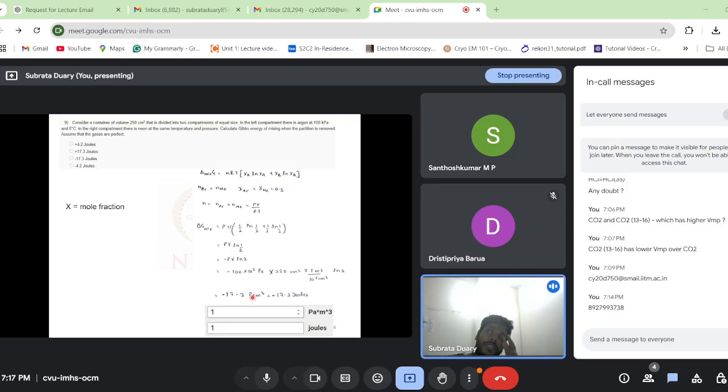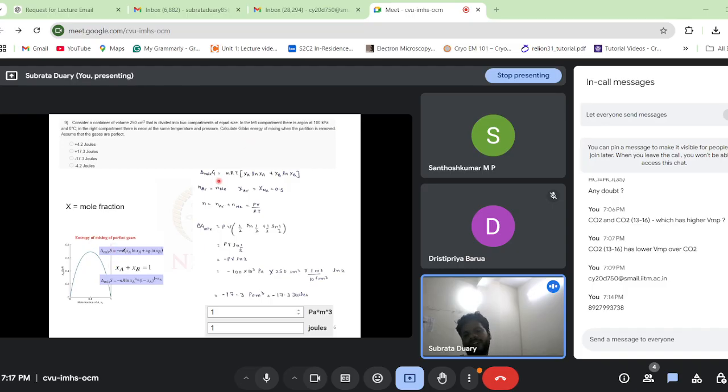So in this case, what is the value for delta S mixing? So this delta S mixing is another formula. This is called entropy of mixing of perfect gases, with xa and xb, and these are the mole fractions. So this is the delta S and this is the delta G. So what is the difference between them?